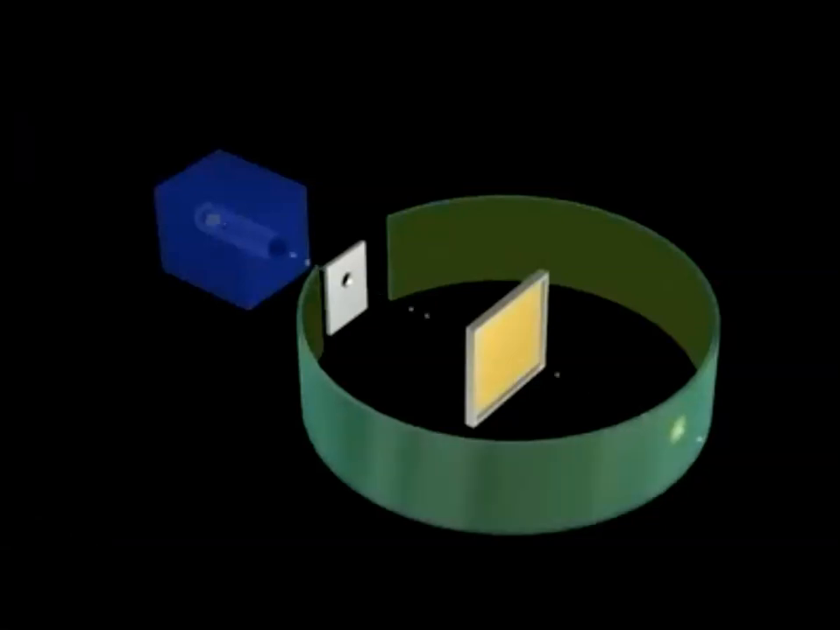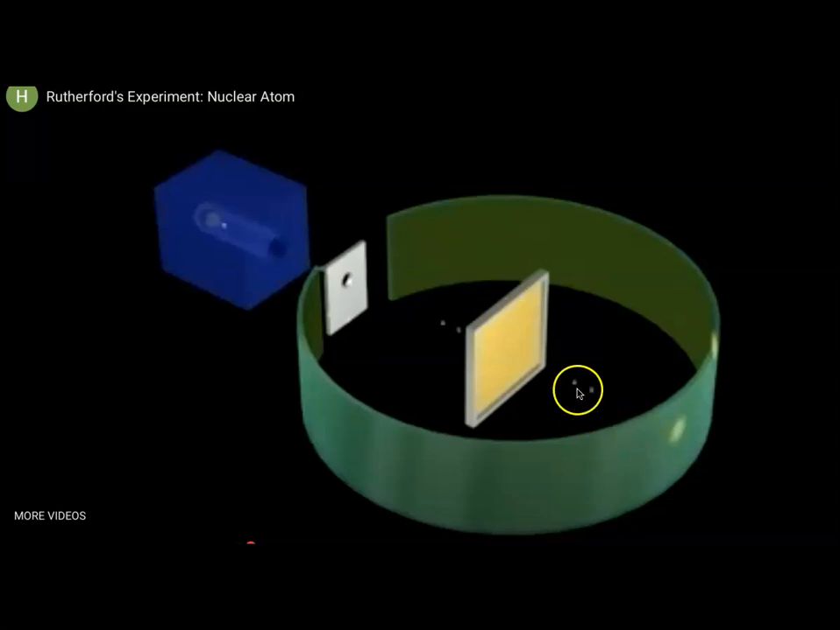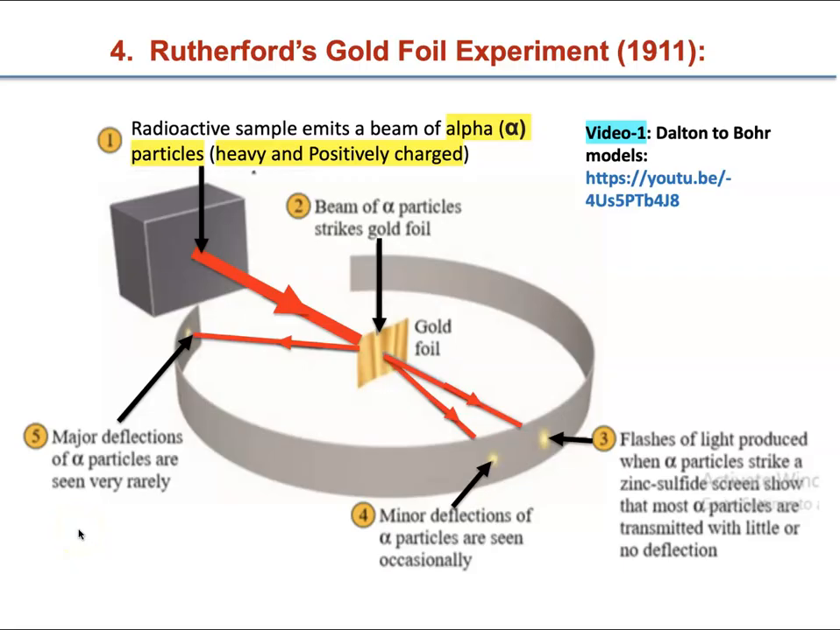So when the beams start coming, most of the beams went right through as they expected. But a few, as you can see, would go in small deflections, and some, like that one, made a large deflection. So in all, he found that 99% of them went through. 1 in 20,000 came right back at him. So based on this experiment in 1911, Rutherford came to the following conclusions.